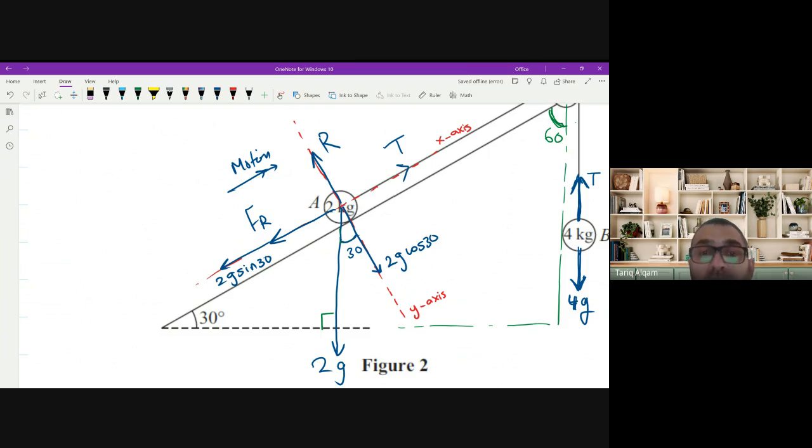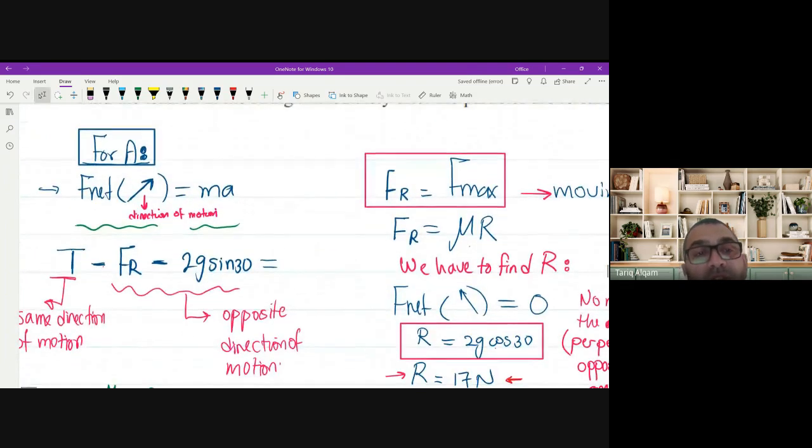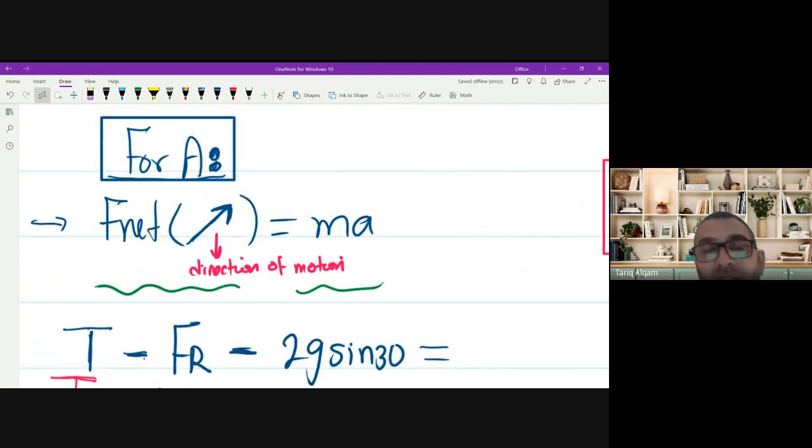Now, after that, I have to apply Newton's second law. I will consider each particle separately. For A, F net equals ma. Now, I showed also here the direction of motion. In this equation, I have two parts: the part for the forces, and the part for mass and acceleration. The part that is used for the forces, which is F net, will depend on the direction of motion. A force that is in the same direction of motion is positive. The forces that are in the opposite direction of motion should be considered negative.